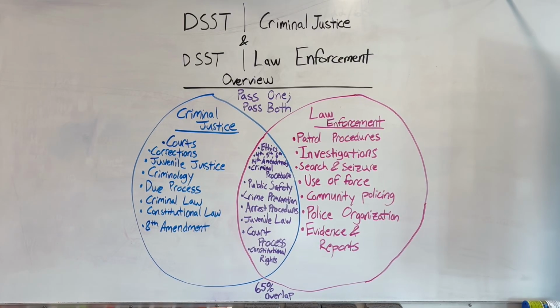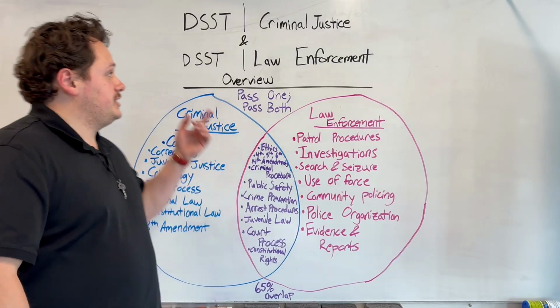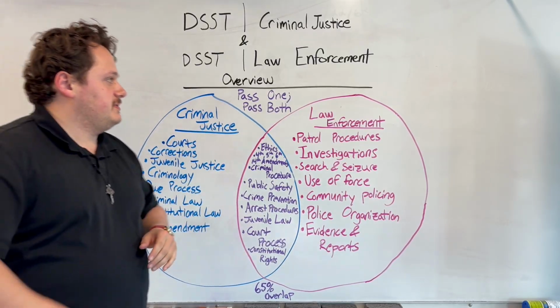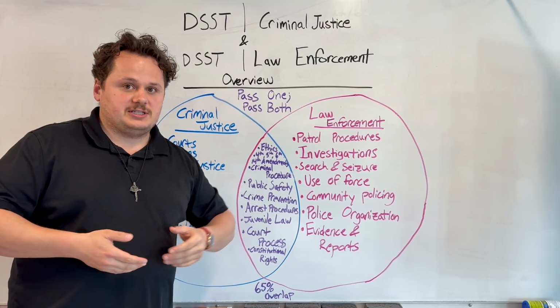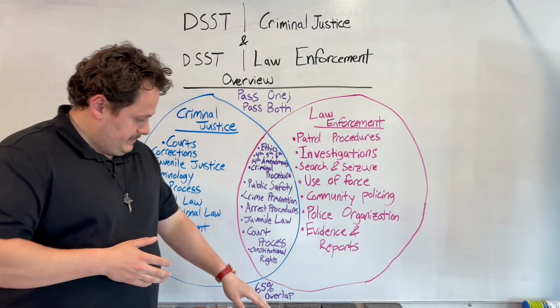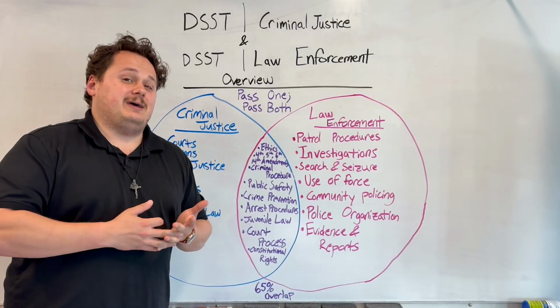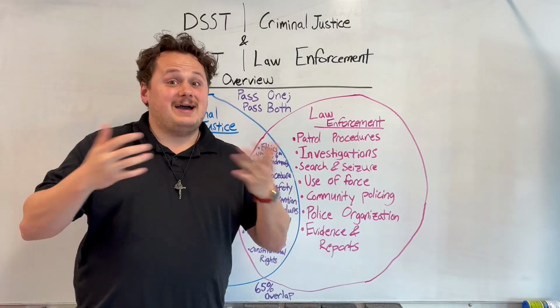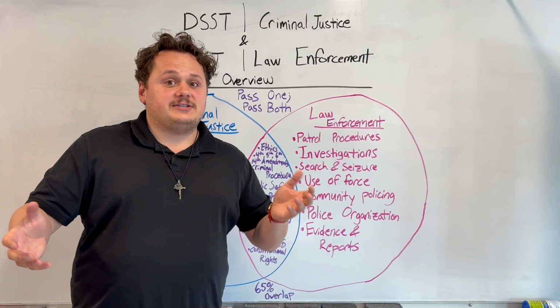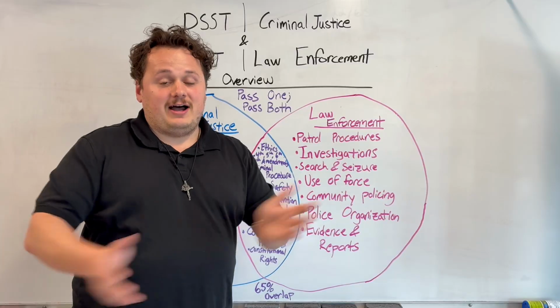Alrighty, so today just a quick video on the overview of both the DSST Criminal Justice and the DSST Law Enforcement exams. I encourage anybody who is studying for one of these to just study for both of them. There is about a 65% overlap between the two, so honestly if you pass one you can pass both. That 65% overlap, again the passing score is a 70%. So if you just learn the extra little 5% on both, you're going to be fine.